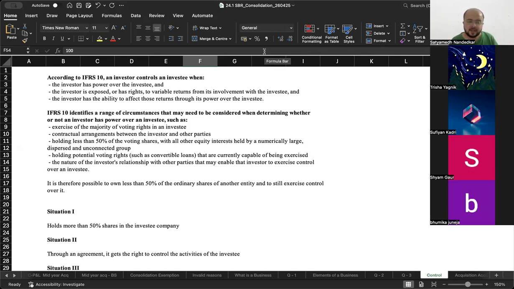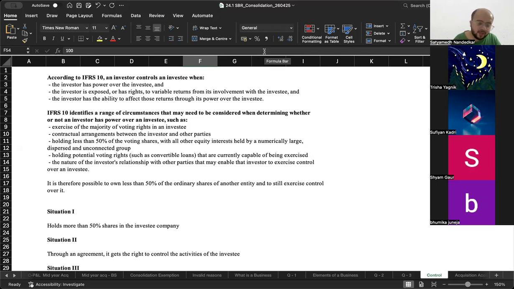First one is exercise of the majority of voting rights in an investee. Then contractual arrangements between the investor and other parties. Contractual arrangement means, say I'm the grand holding company. There is another company in which I own 100% shares, and then there is a third company in which I own 45% shares. And the remaining 55% shares are held by this subsidiary जिसमें मेरा 100% holding है. So directly or indirectly, I am controlling the third entity.